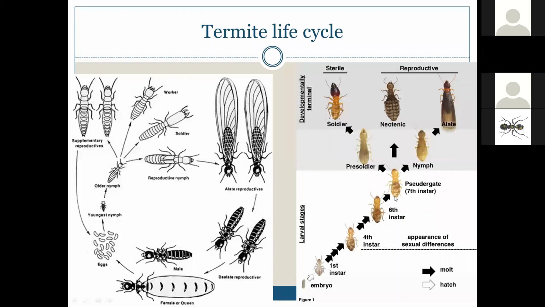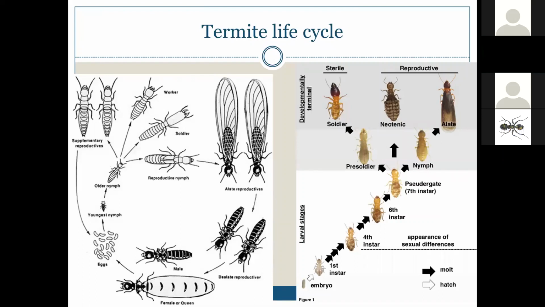The nymphs or the pseudergates are going to be the workers, and those are the ones that people are usually used to seeing when you see termites. They always say, I saw these little soft-bodied white things, or they say they saw white lice in wood or something. That's usually the description that we get. Those are going to be the worker termites, and pretty much all of those look alike.